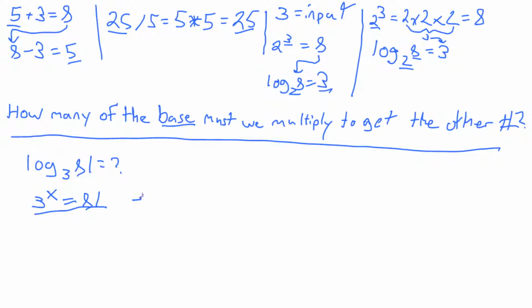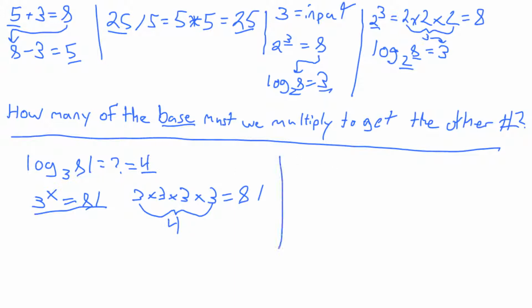Well, 3 times 3 is 9, times 3 is 27, times 3 is 81. Now there's 4 3's here. We multiplied 4 3's together to get 81. And so the answer to the log base 3 of 81 is 4.